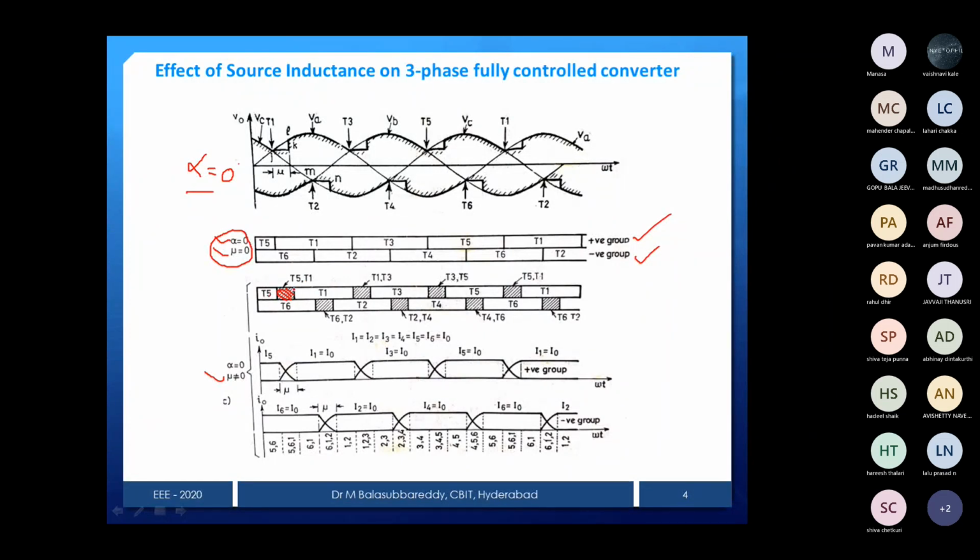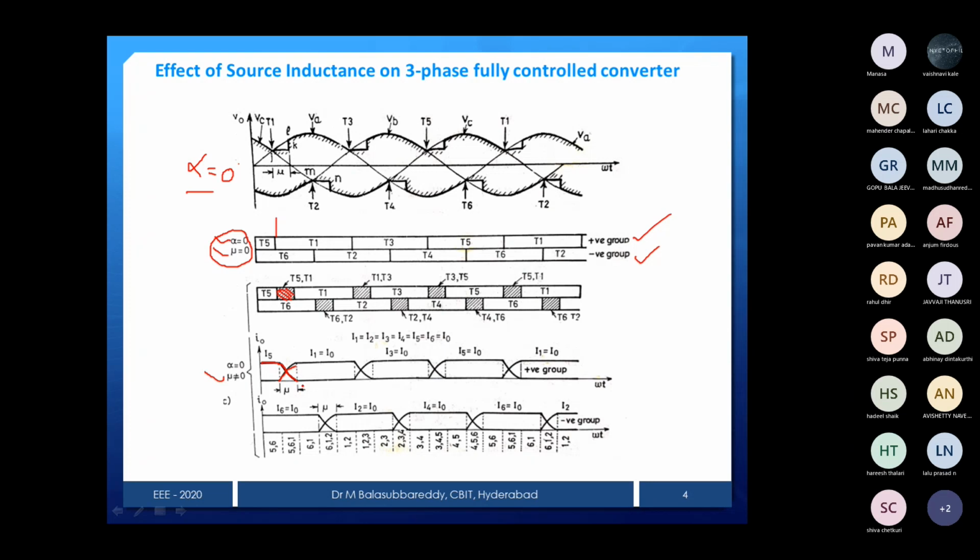Now 1 changes over. So you can see the current waveform also. 5 carries the load current. Then immediately at this line we are giving a fire impulse to T1. That's why what will happen? The T1 thyristor starts conducting. So this current from 0 onwards gradually rises, and this current from the rated value onwards gradually decreases.